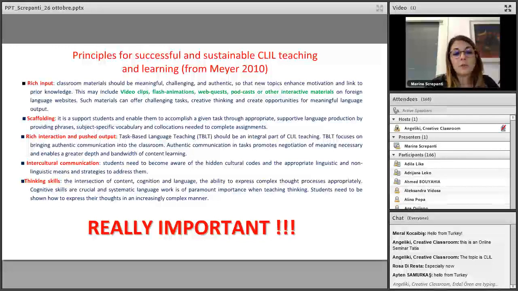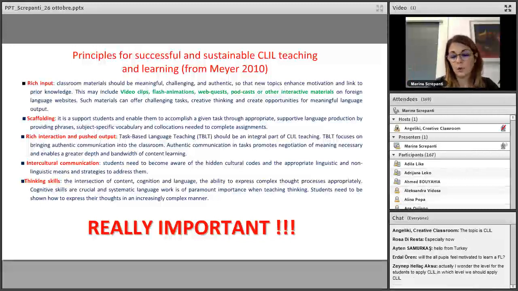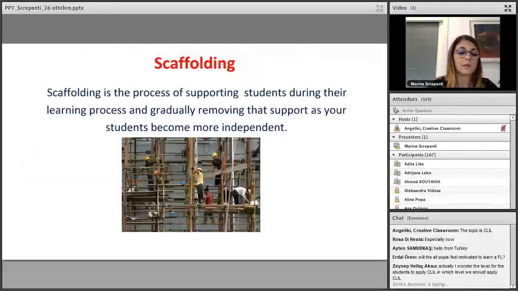And then obviously rich interaction through students. We have to focus our attention on the planning of activities that can let our students talk, speak, discuss, and create together. So there is also a lot about mediating, finding a mediation. And then thinking skills, we talked about it. So you have to follow the Bloom pyramid while planning the activities of your CLIL lessons.